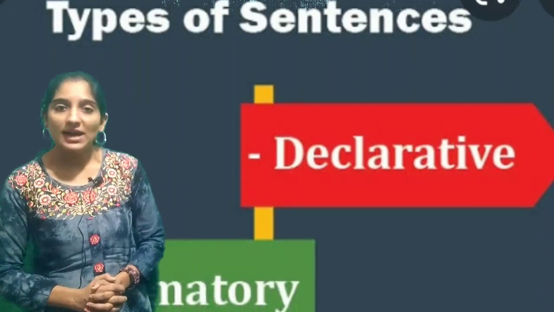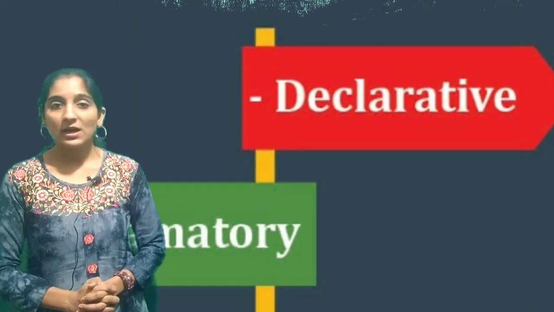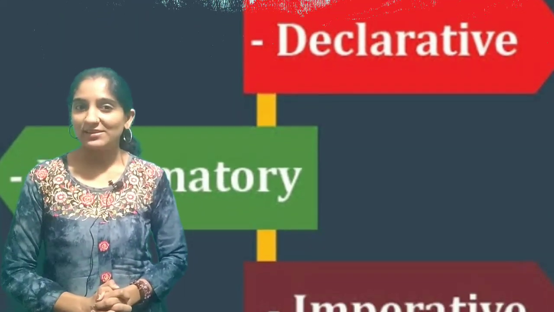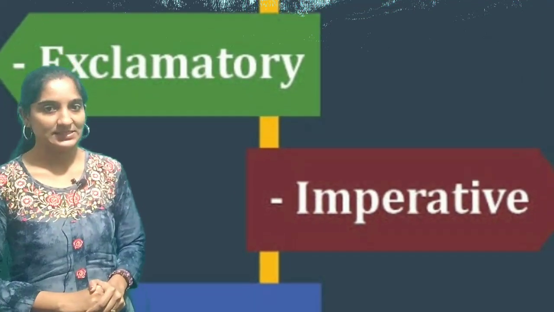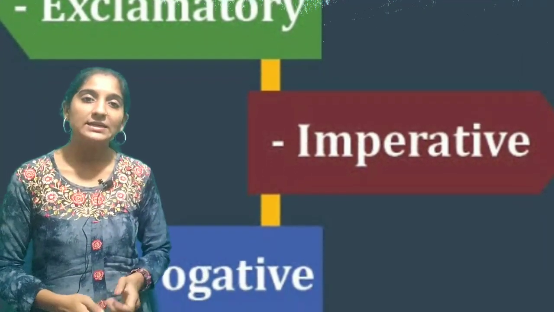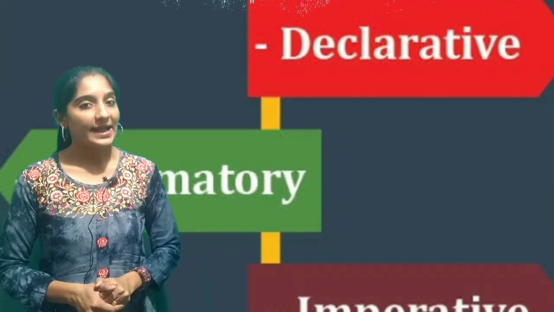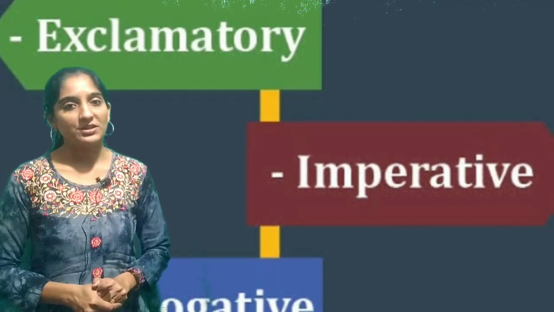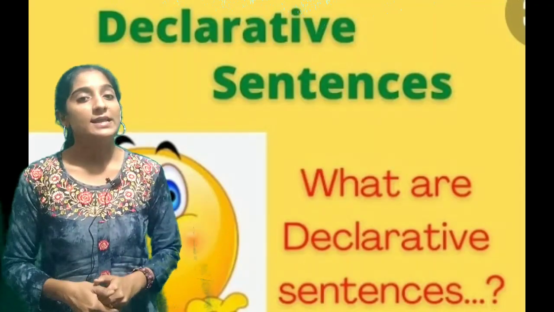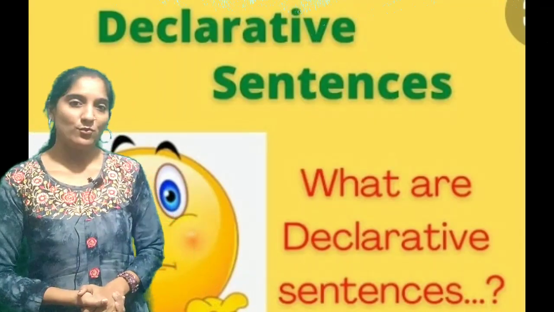Now let us see the types of sentences. How many types of sentences are there? There are four types of sentences. First one is declarative, exclamatory, imperative and interrogative sentence. Let us see all this one by one.